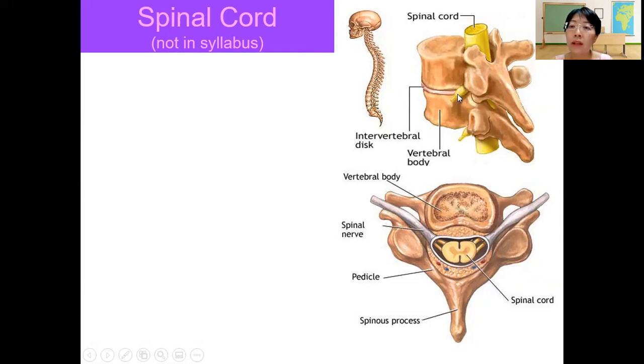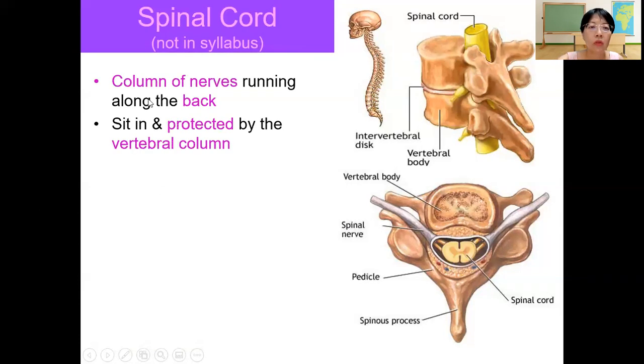And these are the roots that actually extend out from the spinal cord, right? Okay, so we've got the roots here. So the spinal cord is a column of nerves running along the back and sits in and is protected by the vertebral column.